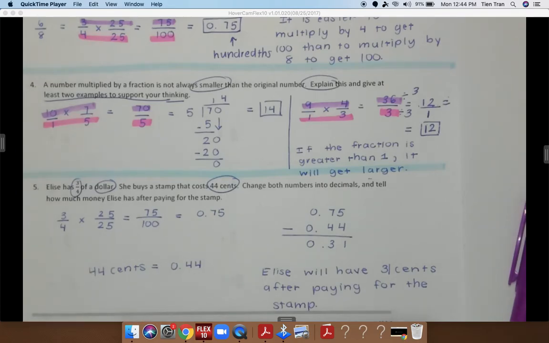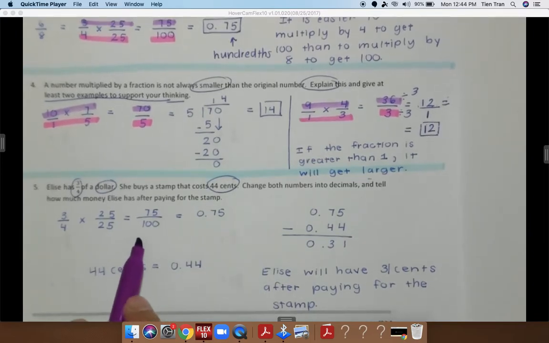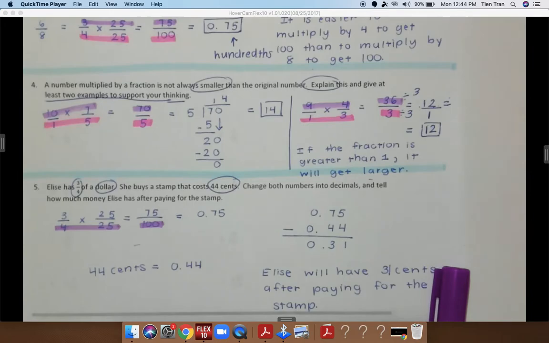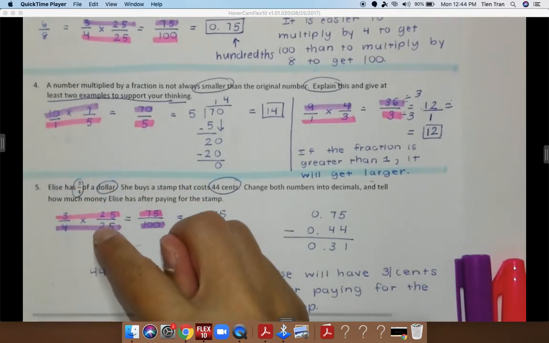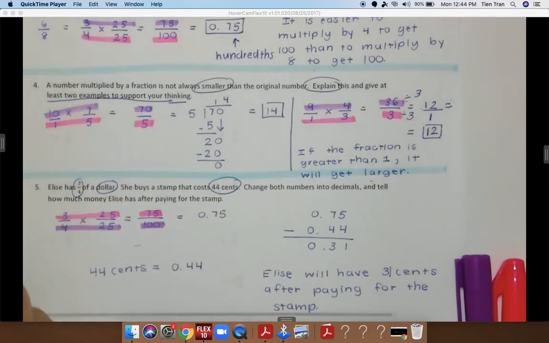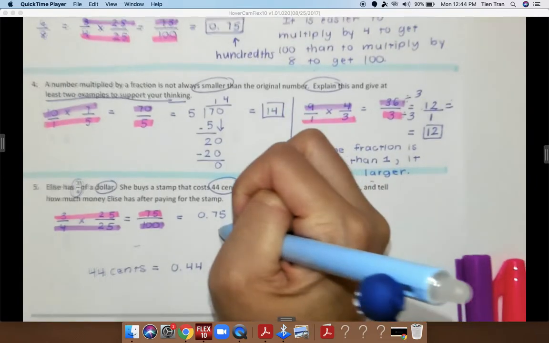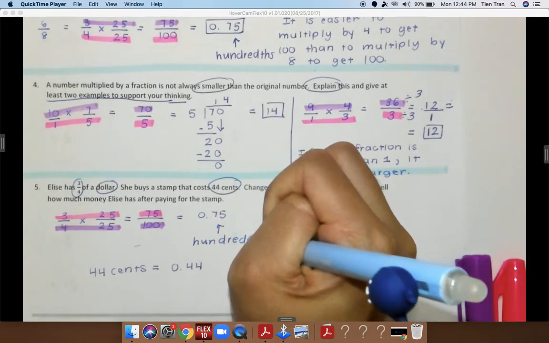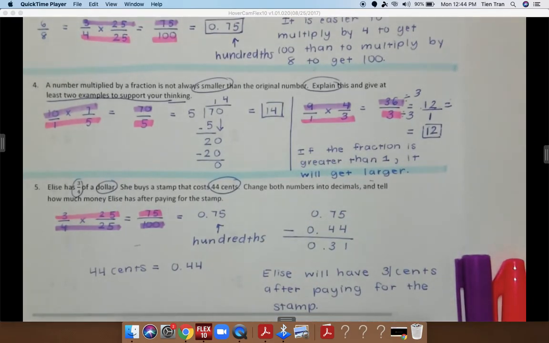To do that, I'm going to multiply times 25 because 4 times 25 is equal to 100. So we have 4 times 25, which is equal to 100, and we have 3 times 25, which is equal to 75. What you multiply in the bottom, you have to multiply in the top, so that's why we did that. So we get 75 hundredths. The 5 is going to be in the hundredths place, as you can see. And then we also need to change 44 cents into a decimal, which is written like this.